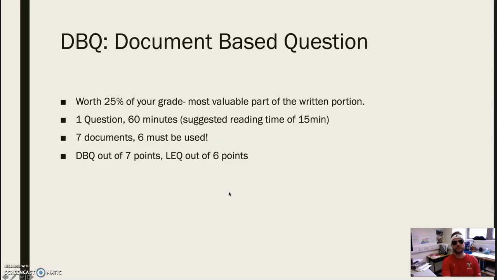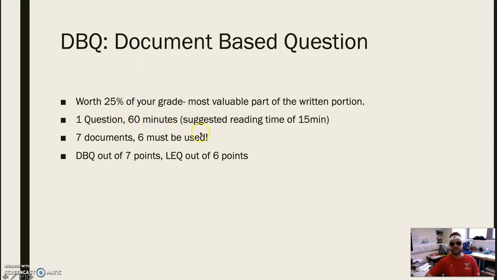All right, so the DBQ stands for document-based question. It is worth 25% of your grade. This is the most valuable part of the written portion, and arguably one of the easier parts because they give you all the documents. It's one question, and you have 60 minutes to complete it with a suggested reading time of 15 minutes. So they're going to give you 7 documents, and you've got 15 minutes to read through the documents and the question, kind of formulate your arguments, and then they suggest 45 minutes to write.